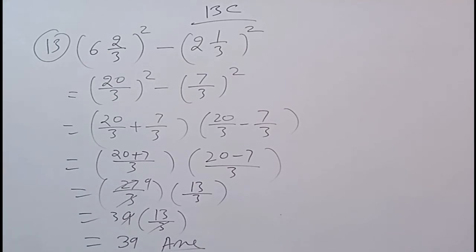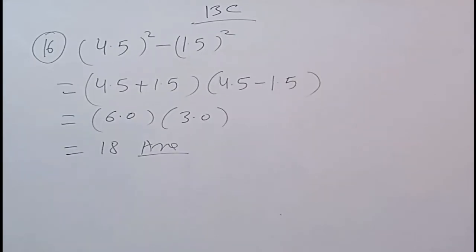So (20 plus 7) upon 3 and (20 minus 7) upon 3. 20 plus 7 upon 3 gives 27 upon 3, and we cancel it, 3 nines are 27. And 20 minus 7 upon 3 gives 13 upon 3. Now here we get 9, and in the bracket 13 upon 3. 3 threes are 9, we will cancel it, and 13 threes are 39. So in that manner you can do question number 13.